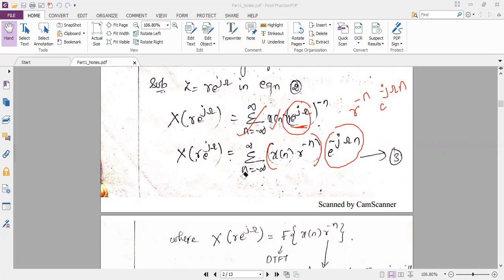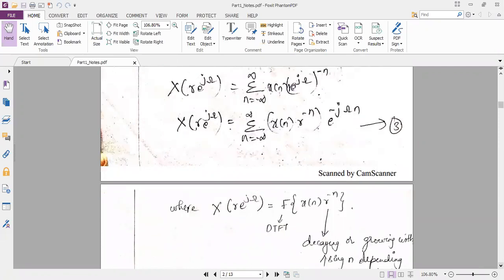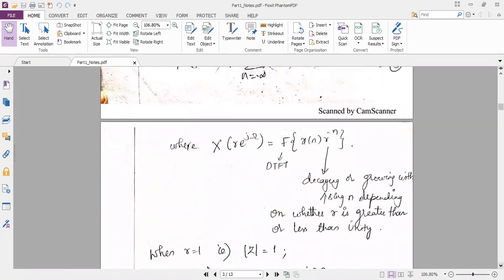See, why we are doing all this thing is I want to prove Z transform is equal to DTFT at some condition. When I started this module, I said Z transform is an extension of DTFT. So here I am going to prove Z transform will be equal to DTFT at certain condition. So that I am going to prove here. Okay.